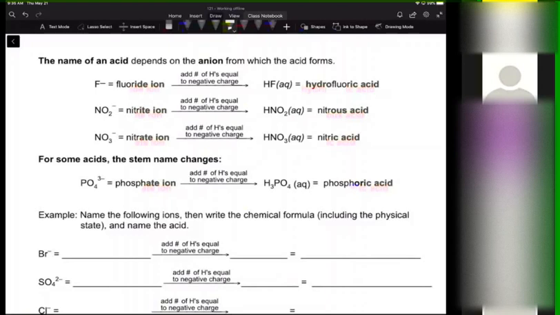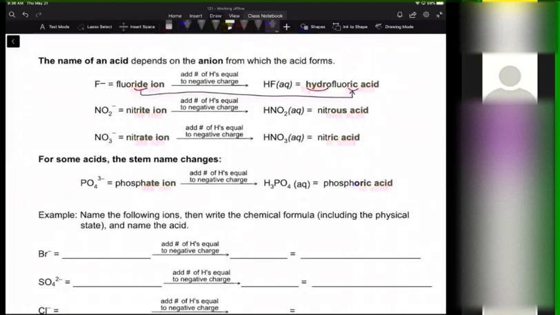In general, if it ends in IDE, and it's just two things, so it's a binary acid, then we're going to add hydro, and the IDE turns into IC. So fluoride ion, if we make a neutral compound with hydrogen, will give us hydrofluoric acid.